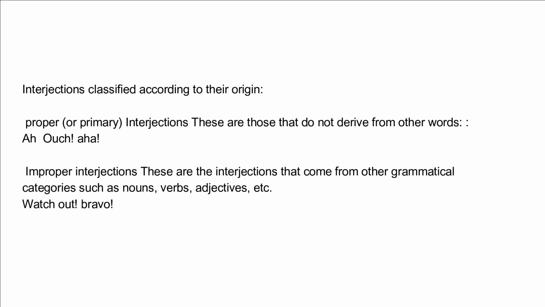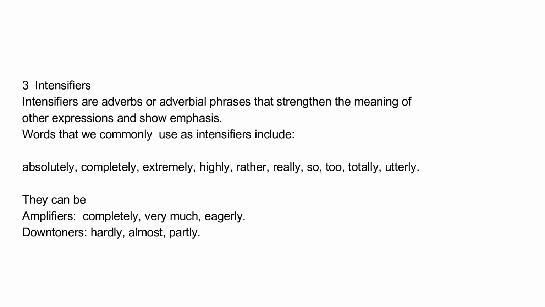Proper, or primary, interjections. These are those that do not derive from other words: ouch, aha. Improper interjections. These are the interjections that come from other grammatical categories such as nouns, verbs, adjectives, etc. Watch out. Bravo.